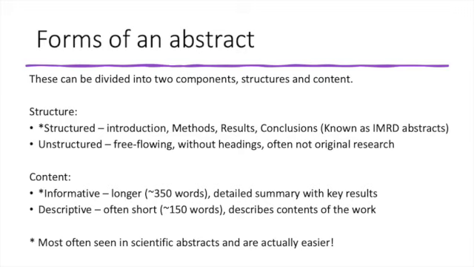So informative ones we've seen are 250 to 350 words, and they provide a detailed summary with key results. When it's descriptive, it's often shorter at approximately 150 words, and that provides contents of the work, but it doesn't give you a significant volume of data. So it might say that the work enclosed provides evidence towards something, or something along those lines. And often you'll see in scientific abstracts that you come across structured and informative abstracts more than anything else.